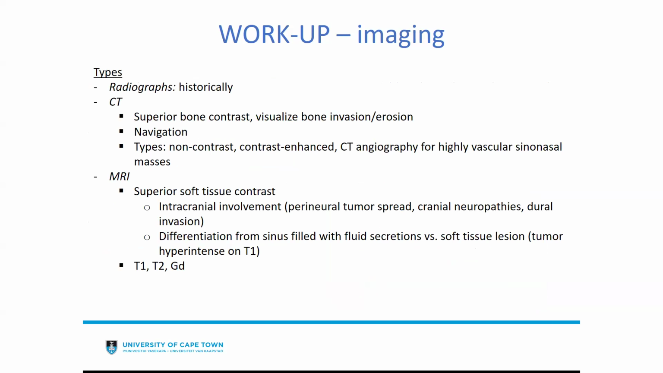And there's different types. So you have the non-contrast CT, the contrast-enhanced CT, and the CT angiography for highly vascular lesions. MRI, on the other hand, gives you superior soft tissue contrast, which helps in defining the intracranial involvement and helps to differentiate a sinus filled with fluid versus a sinus filled with a soft tissue lesion. You also have different types: T1, T2, with or without gadolinium contrast.